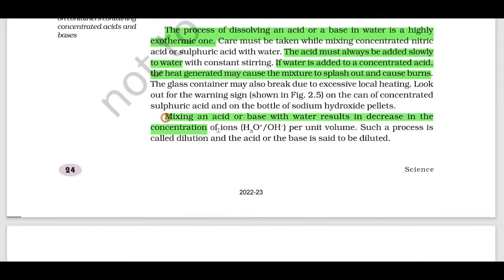So, again, it is a very important concept. Mixing acid or base with water results in the decrease of ions. That process is called what? Dilution. Dilution means adding water to the acid or base, which results in the decrease of H plus or OH minus ions in acid or base. Such a process is called dilution.